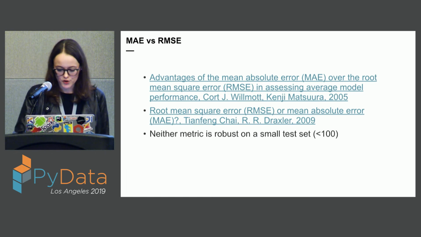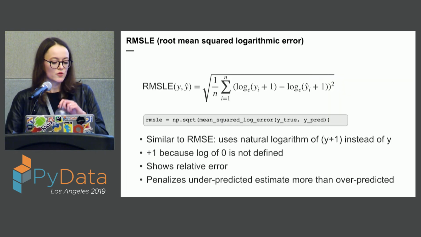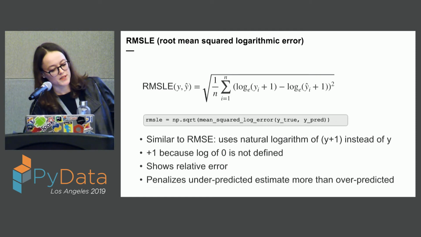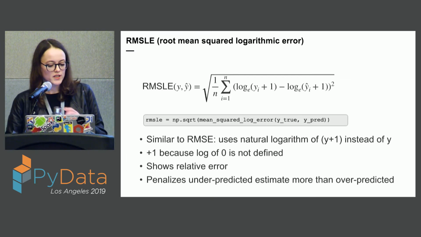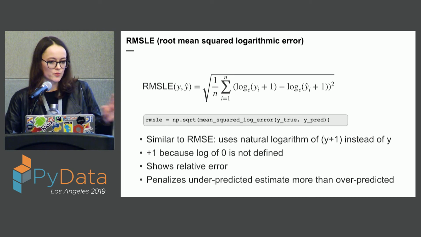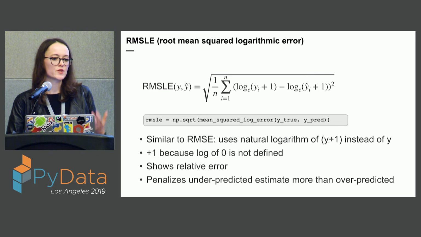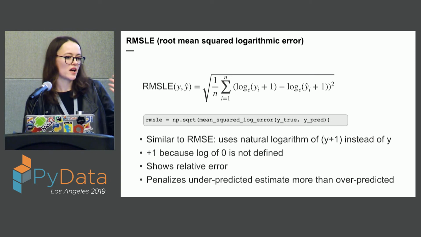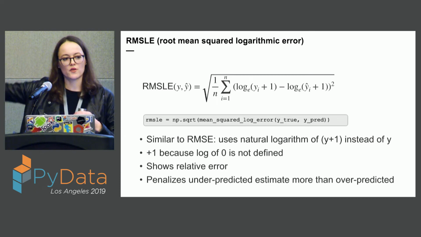Sometimes I also use a version of RMSE, root mean squared logarithmic error. It's very similar to RMSE, but it uses the natural logarithm of y plus 1 instead of y. Plus 1 is just because the log of 0 is not defined, and it shows relative error, and it helps with scale. For example, you have, again, prices. You have $50 prices, and you have $50,000 prices.